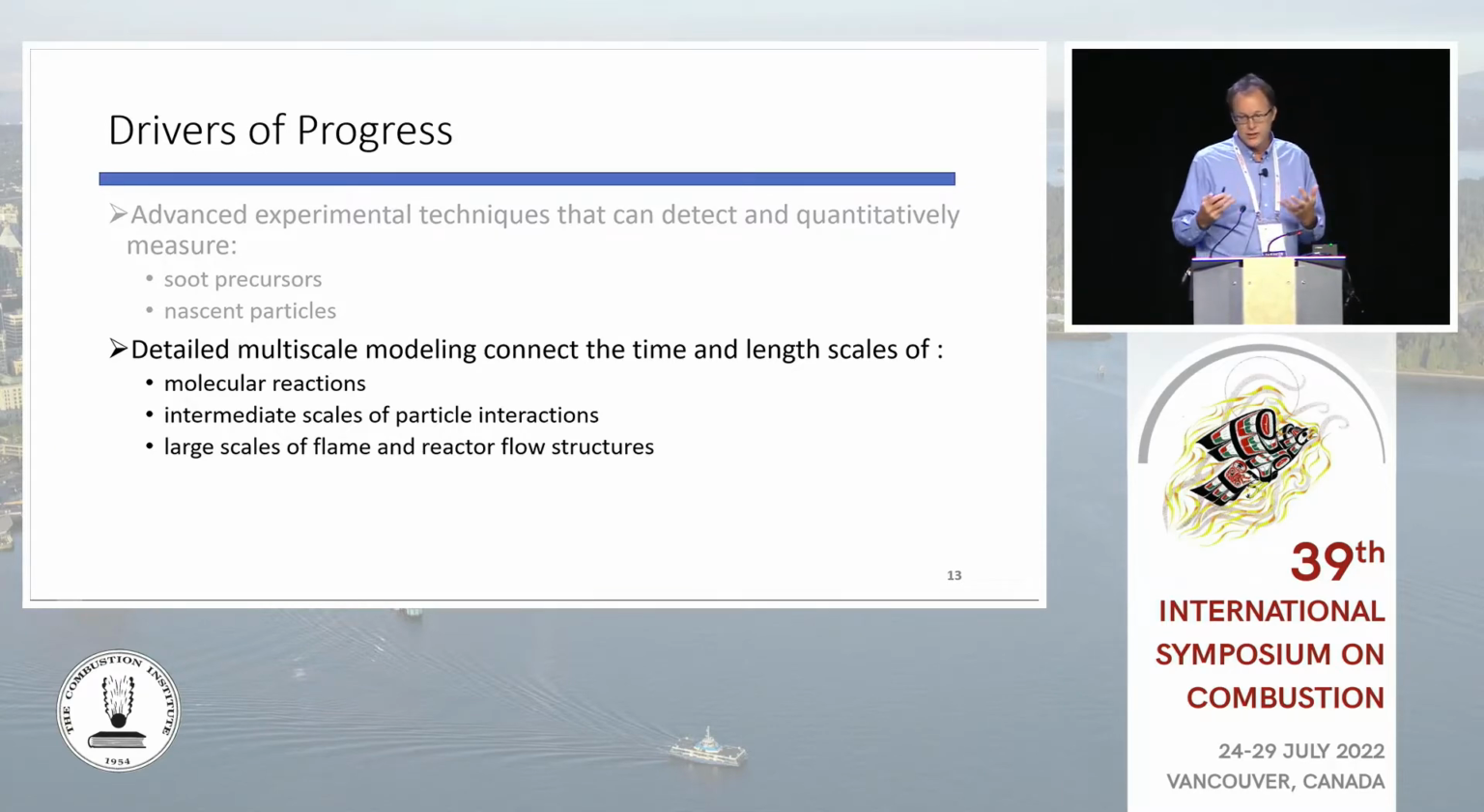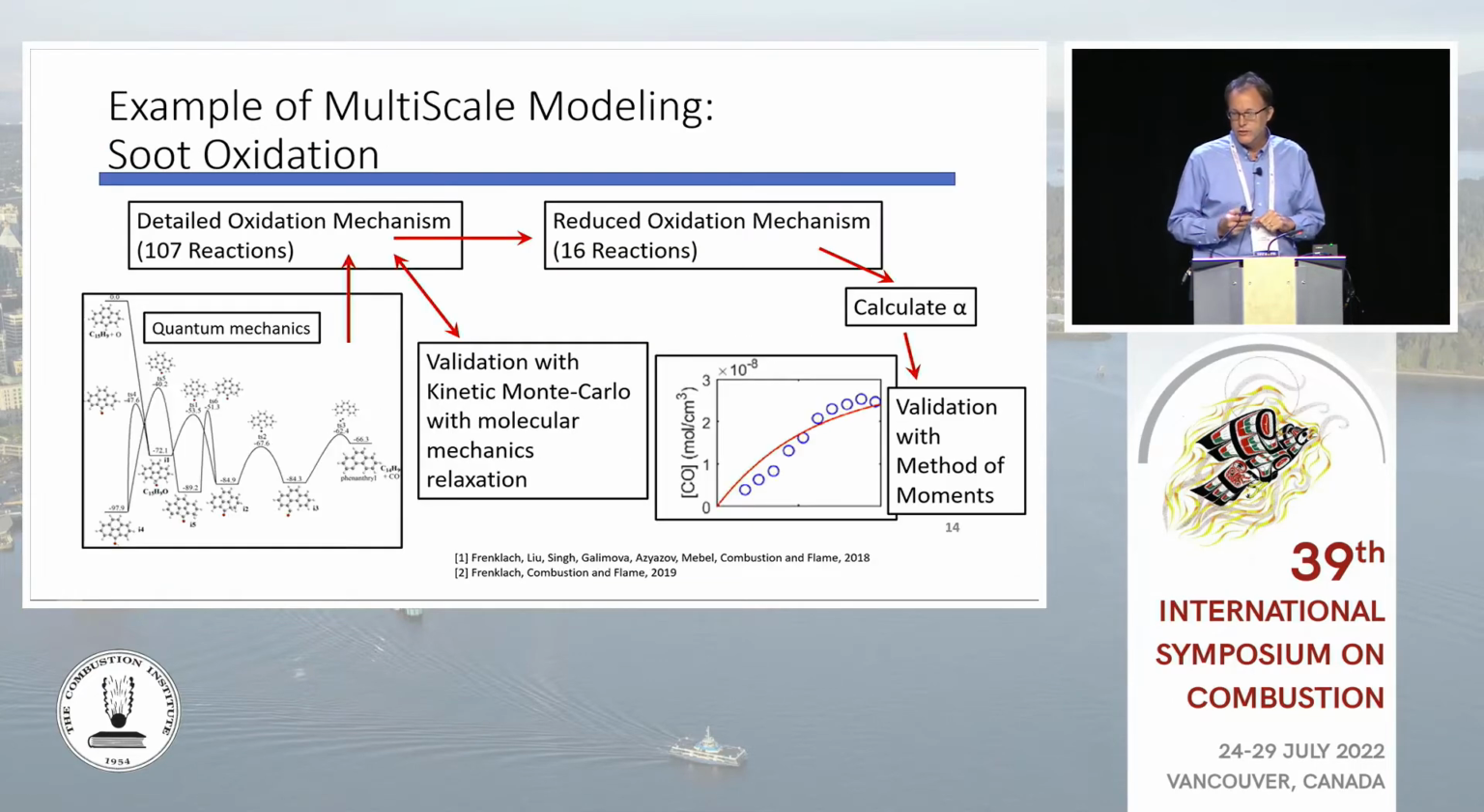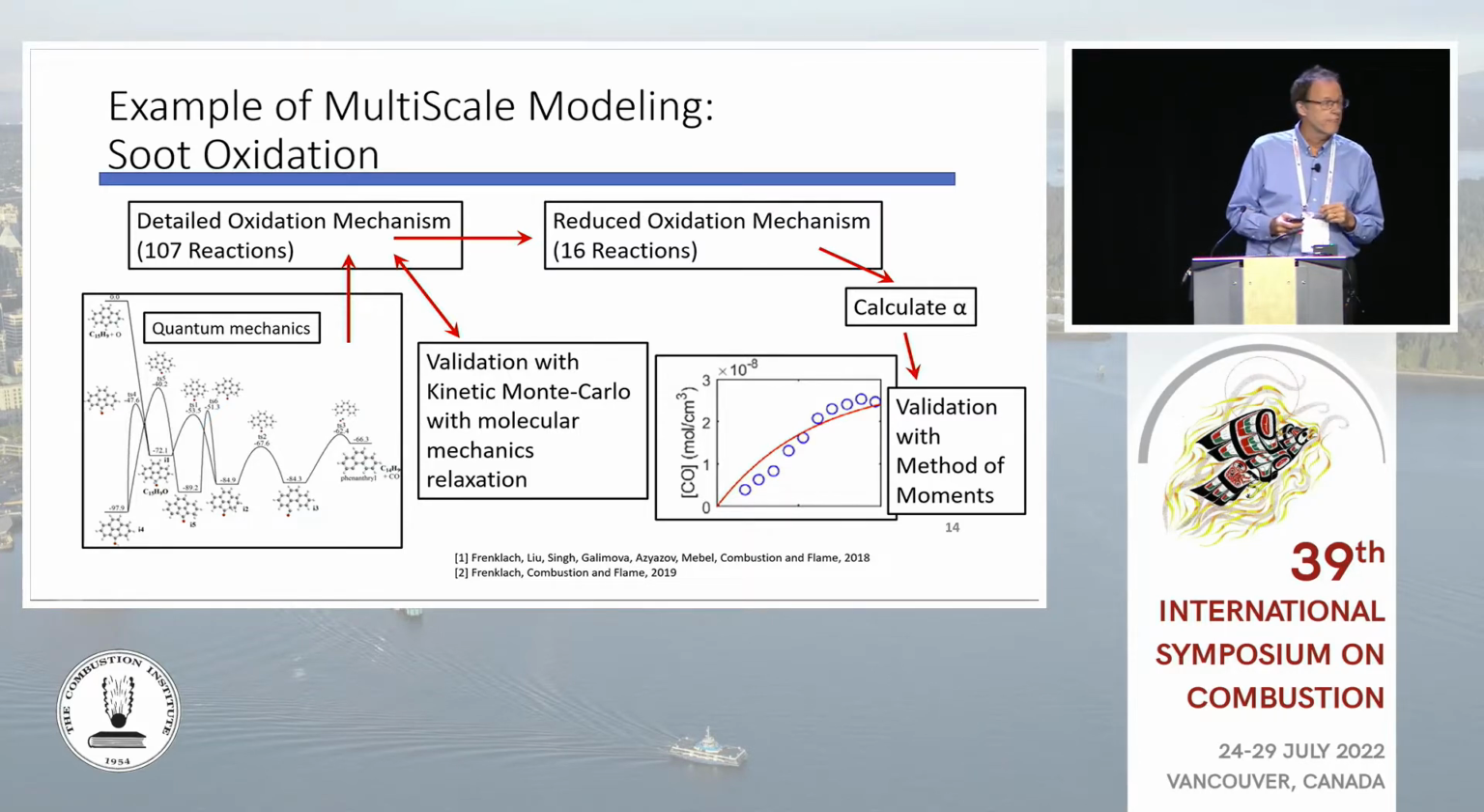The other one is detailed modeling at different scales that can handle the different length and time scales, for instance, molecular reactions and particle interactions, and then eventually feed that into the large scales, the flames and reactors. Just to pick two examples of that, I thought this was interesting. This is work by Kraft and coworkers, where they were looking at soot oxidation, using quantum mechanics to develop a better reaction mechanism for oxidation of soot particles.